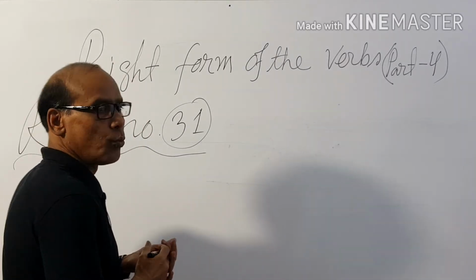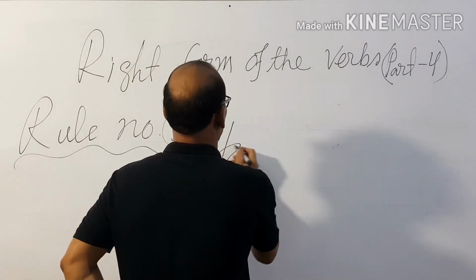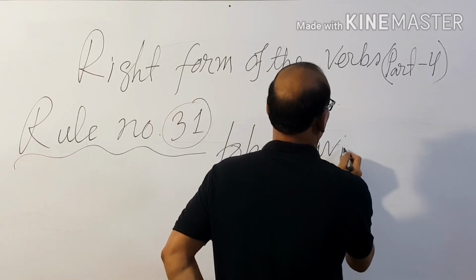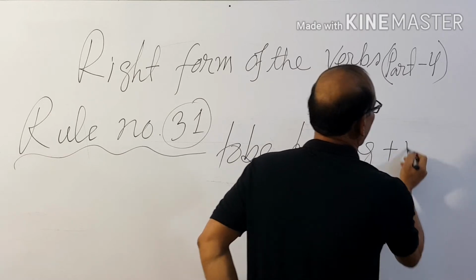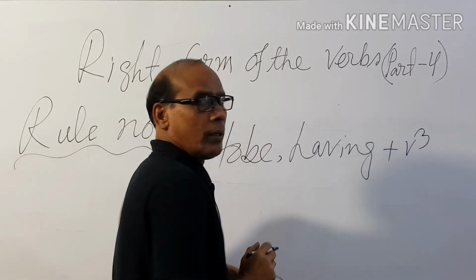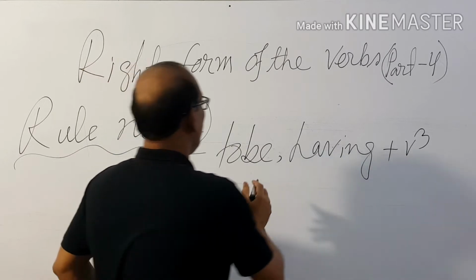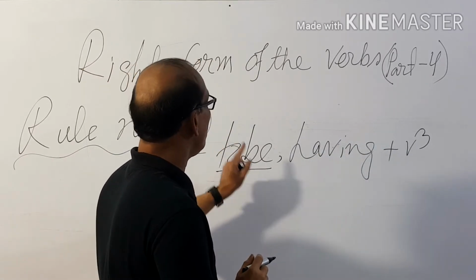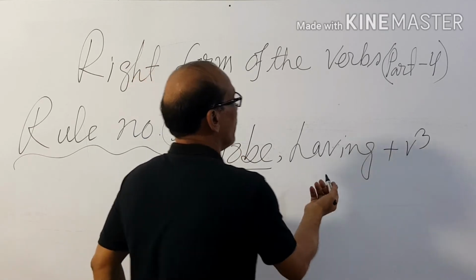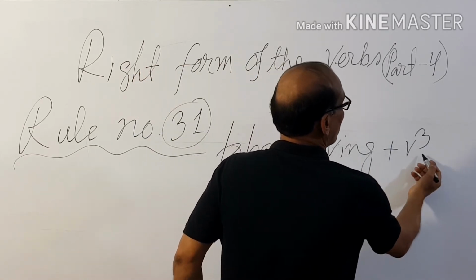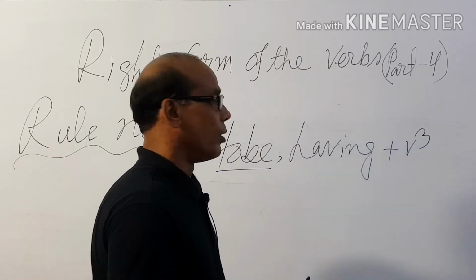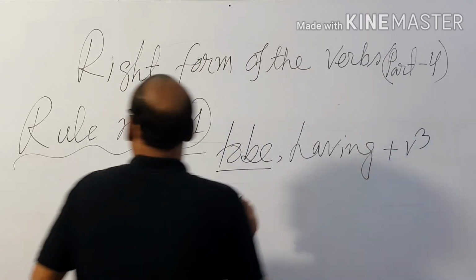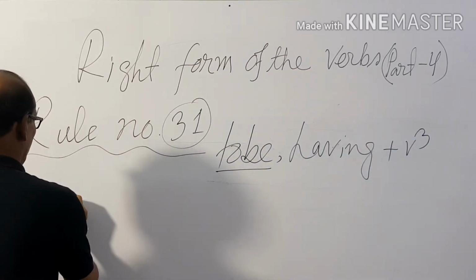Rule number 31: to be, having plus B3. Dear learners, if in a sentence we find to be itself, not the verb am, is, was, were, or having, and after them we find a verb, we will have to use the past participle of that verb. Let us try 3 examples.